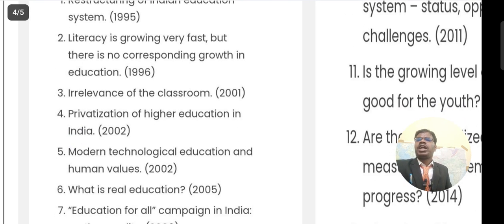Second thing, literacy is growing very fast, but there is no corresponding growth in education. Education is not growing as fast, only literacy is growing. So this is one more question.